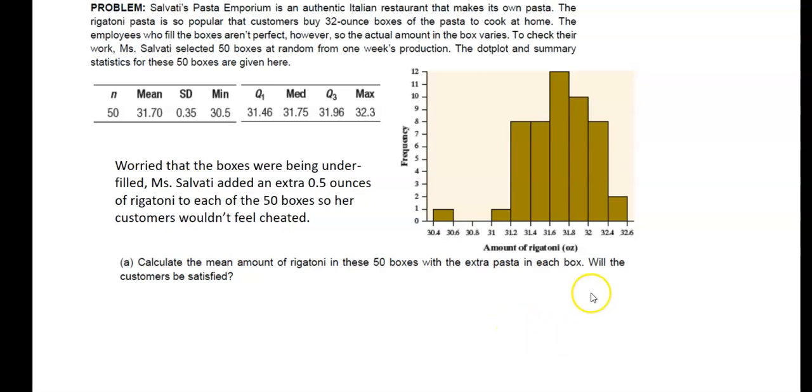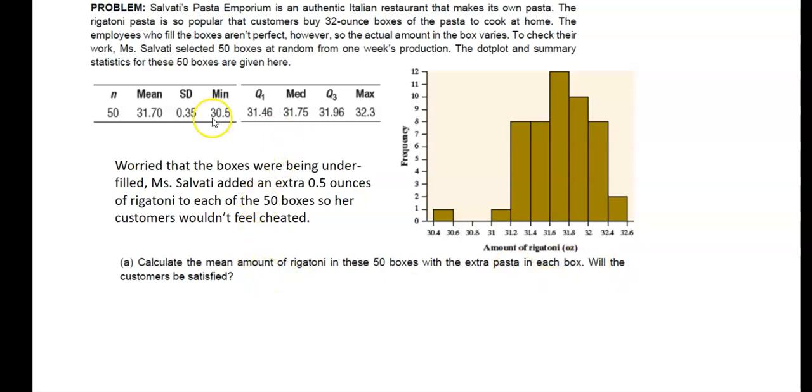So you can see 32 is, I don't like this. It looks like they may be shortchanging their customers a little bit, because it looks like more than half of these are less than 32. He's worried that they were being underfilled. So he adds an extra 0.5 ounces to the 50 boxes, so they wouldn't feel cheated. So calculate the mean amount of rigatoni for these extra pastas. Will the customers be satisfied?